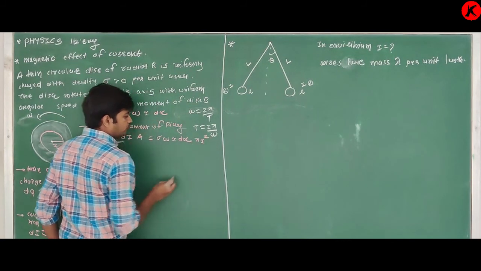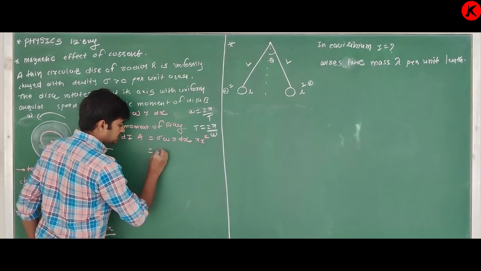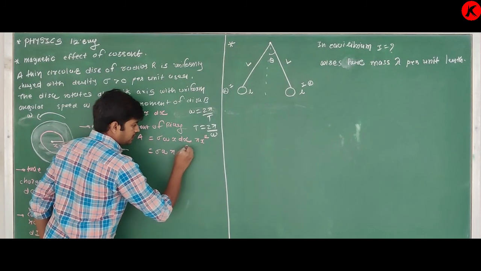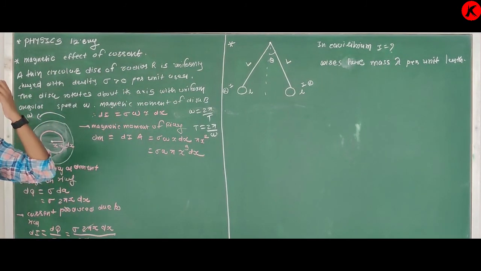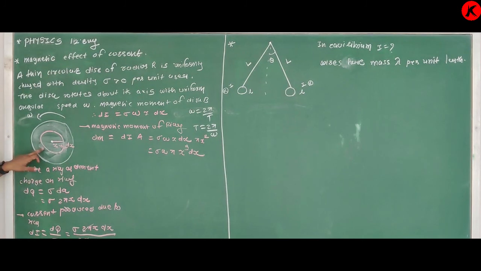That is pi x square. So yes, you can write it as sigma omega pi x cube dx. Now take a ring, find the charge on it, find the current due to it, and find the magnetic moment of the ring. But we have to find it for this.